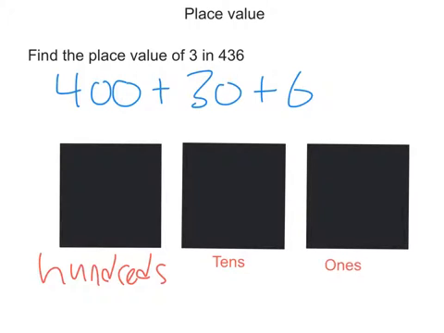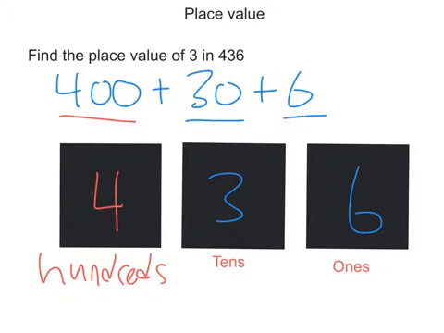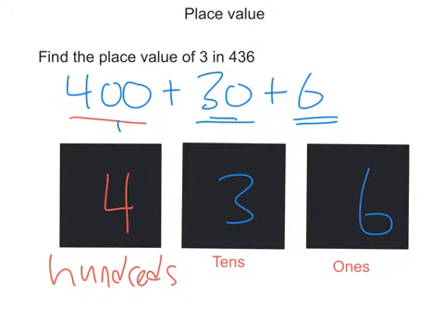Perfect. So this means we're going to have a 4 in the 100 spot because we have 4 100s. We're going to have a 3 in the 10 spot because we have 3 10s. And then we're going to have a 6 in the 1 spot because there's only 6 left over. And we can see that there's 4 100s, 3 10s, and 6 1s. So our answer to find the place value of 3 in 436, we would say that the place value of 3 is in the tens place spot because we have the 3 in the tens right there.